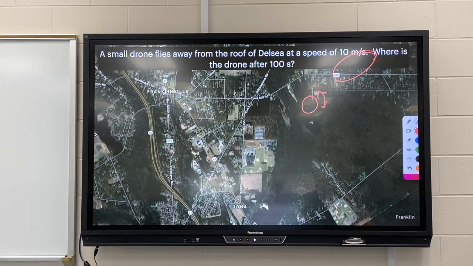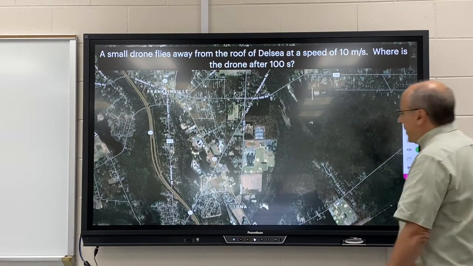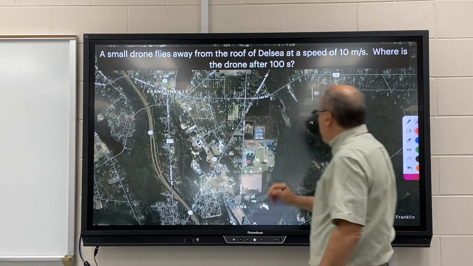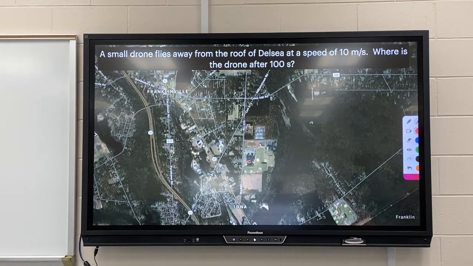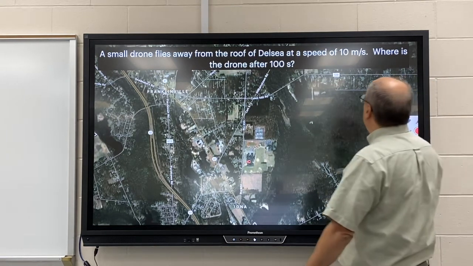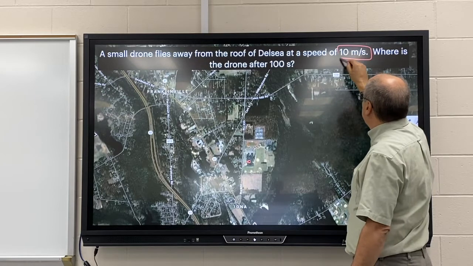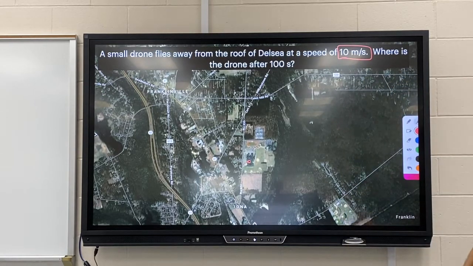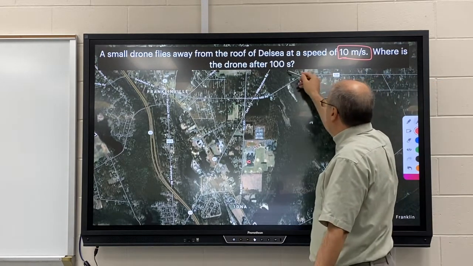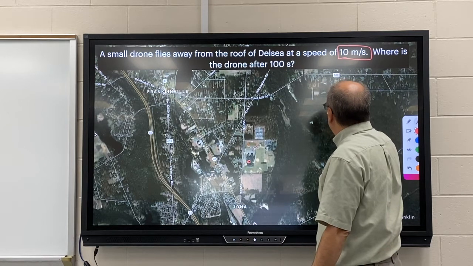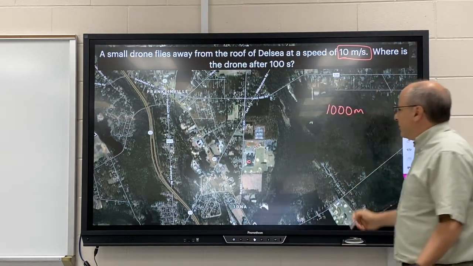Okay, so here's an example where velocity is way more important than speed. Here's a picture of Delsea Regional High School. I put a little X on top of my classroom. I have a little drone up on my roof, and I'm going to send the drone off. And I'm going to have it fly away from Delsea at a speed of 10 meters per second. I want to know where the drone's going to be 100 seconds later. Okay? So 10 meters per second for 100 seconds gives me 1,000 meters.